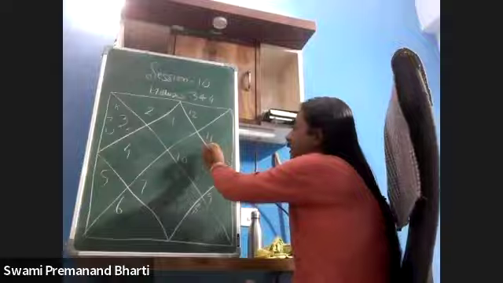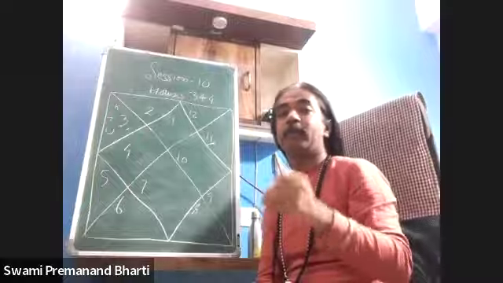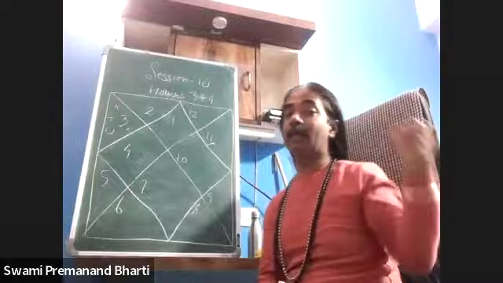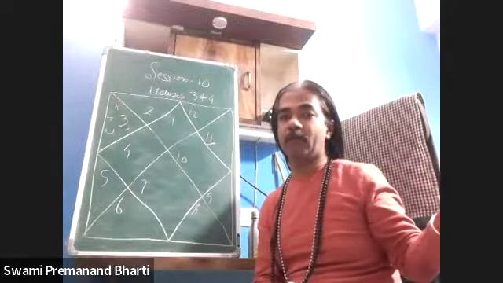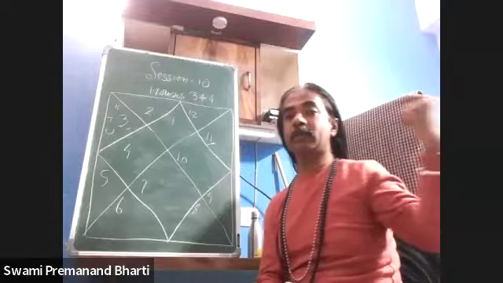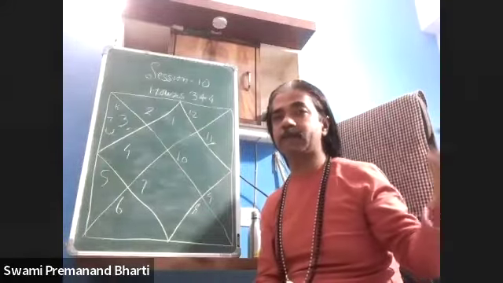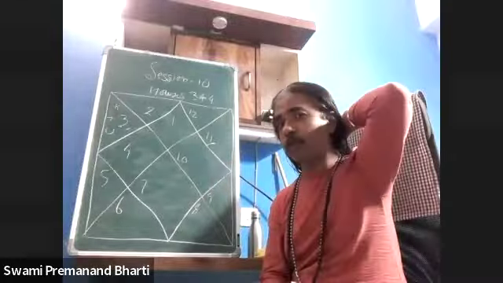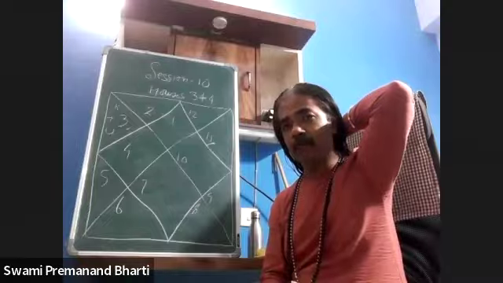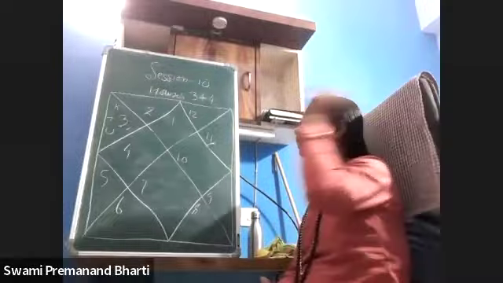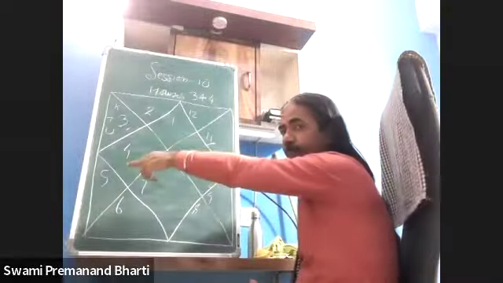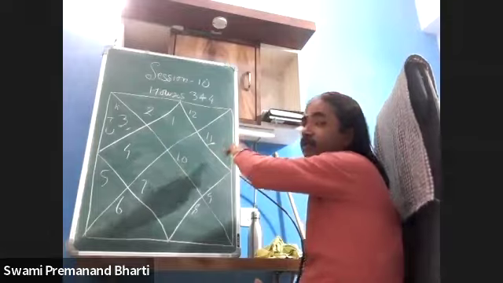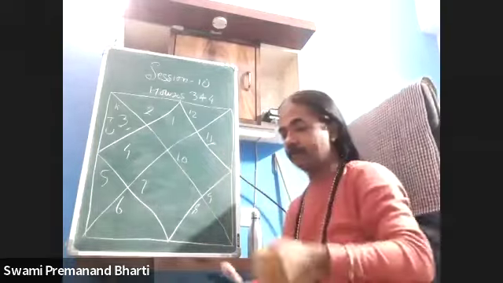11th house is your gains and elder sibling. If you have an elder sibling, your elder sibling is a kind of gain for you. When you took birth and your elder sibling was already present, ready to guide you, counsel you, and put you on the right path, take care of you. So that is why third house is investment and younger sibling. 11th house is gains and elder sibling.